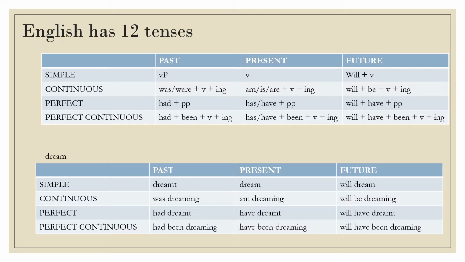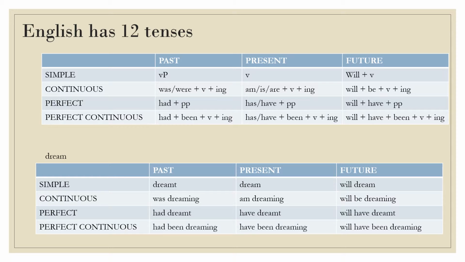So, past perfect tense, had dreamt. Present is has or have plus past participle, so have dreamt. Future is will plus have plus your past participle, so it is will have dreamt. That is the perfect tense.